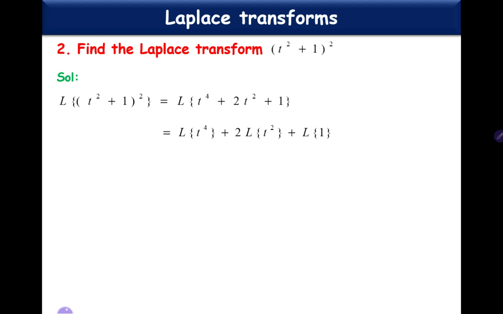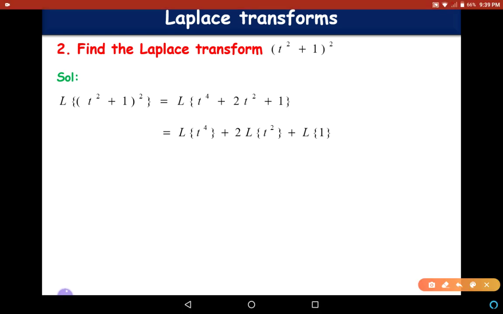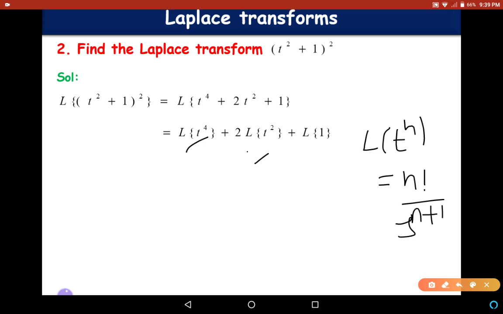We know that L of t power n is n factorial by s power n plus 1, where n is an integer. Here in t power 4, 4 is an integer. In t square, 2 is an integer. So we apply the formula L of t power n when n is an integer is n factorial by s power n plus 1. In the first case, in place of n we have 4. So it is 4 factorial by s power 5. And in the second case, in place of n we have 2. So it is 2 factorial by s cube.